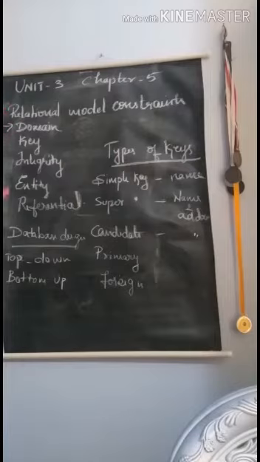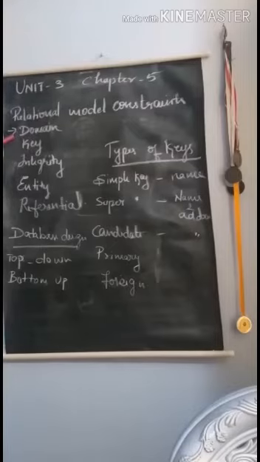So first one is domain. As you all know what is domain. Domain refers to a set of possible values for each attribute which is associated with an entity set. So domain is nothing but the name which is given for the table, that entire set of values and the name what we have given, it is called a domain.